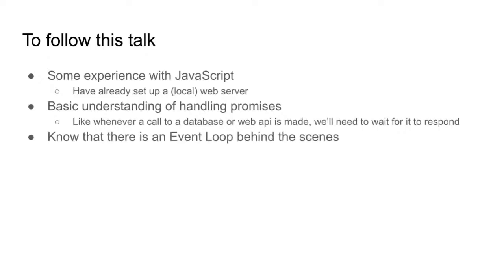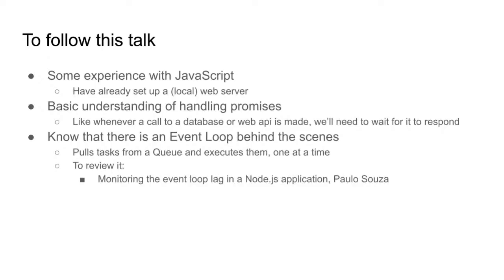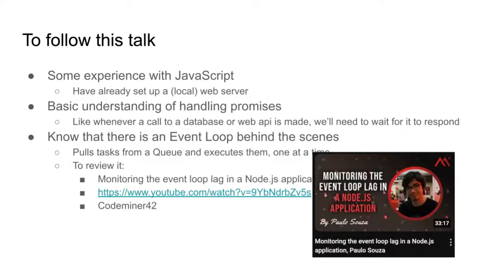With that, you should already know that there is an event loop behind the scenes that allows Node to push tasks to a queue and executes a task that is ready to be executed one at a time. To review it, I recommend you watch Monitoring Event Loop Lag in a Node.js Application by Paulo Souza from a couple of weeks ago.